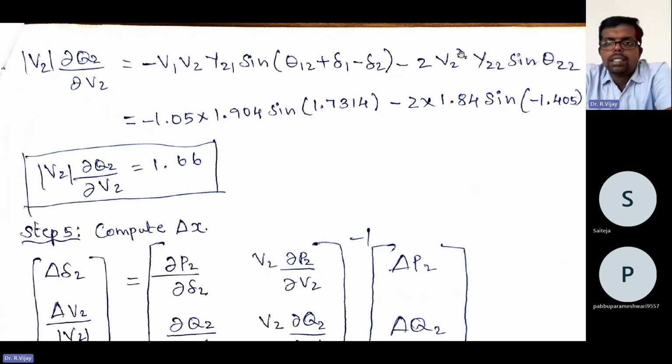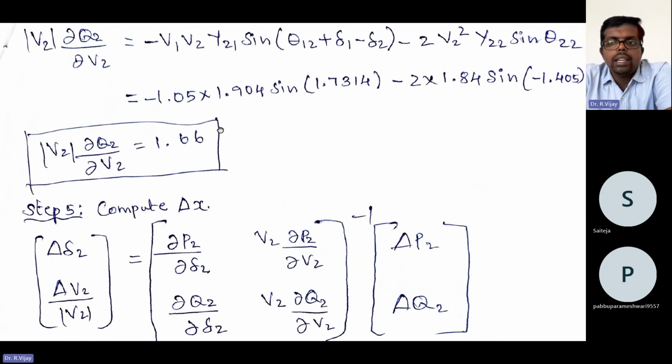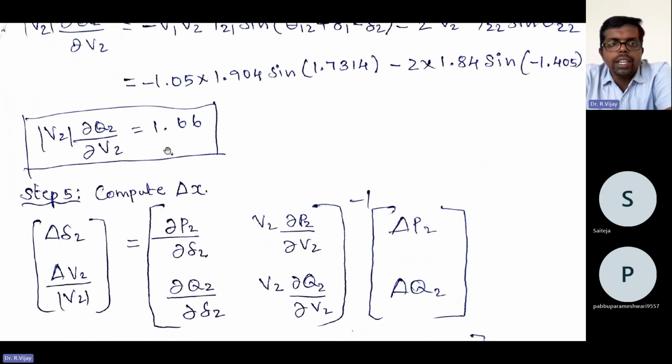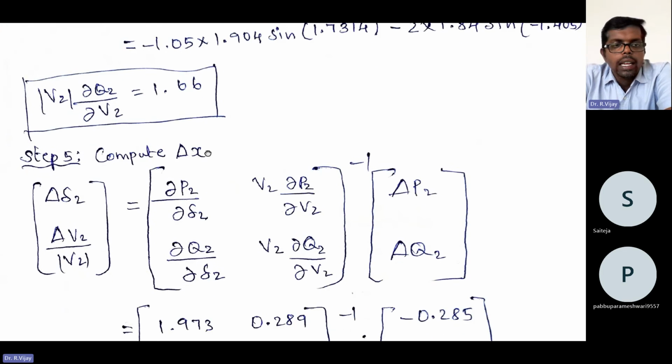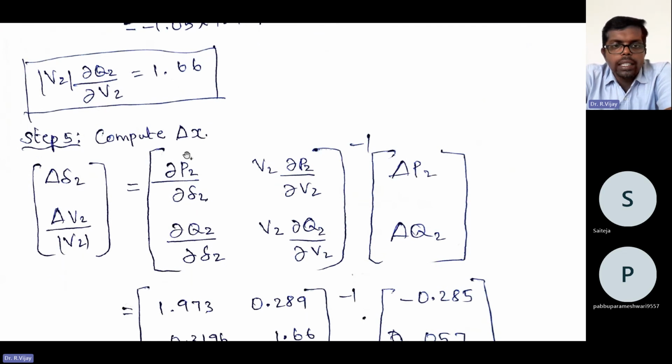So V2, because V2 square becomes 2V2. So here now square will not come, V2 into sine 22. While simplifying, you'll get the answer like V2 into del Q2 divided by del V2 is equal to 1.66. I'm getting that. So you just mention in the comments whether you are getting the same answer. Next, step number 5, compute del x.